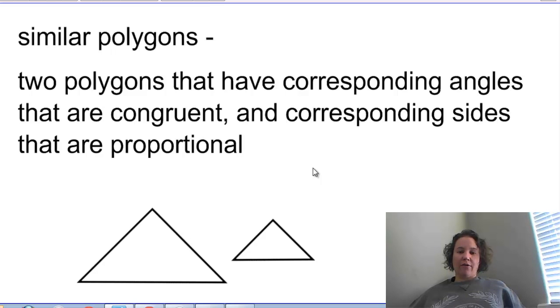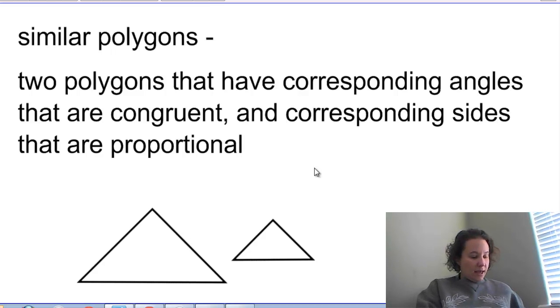Big mouthful there. So we need to know what they mean by corresponding, and then congruent just means equal or the same, and proportional just means forming a proportion. So let's look at what that means. So corresponding sides and corresponding angles are the ones that would line up if we take 2 similar figures and set them so that they're facing the same way, basically.